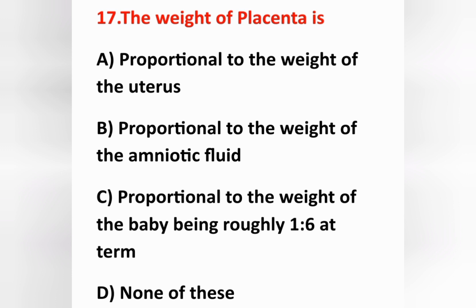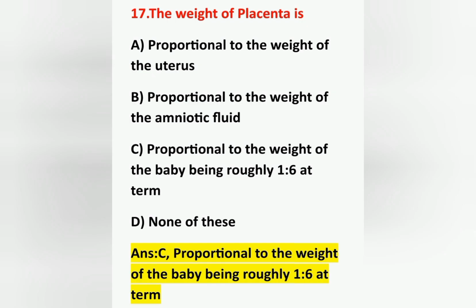The next question: the weight of the placenta is, options are option A proportional to the weight of the uterus, option B proportional to the weight of the amniotic fluid, option C proportional to the weight of the baby being roughly 1:6 at term, and option D none of this. Here the correct answer is option C. At term, the placental diameter is about 15 to 20 centimeter, the thickness is about 2.5 centimeter at its center, and weight is about 500 gram. The weight of the placenta is proportional to the weight of the baby, being roughly 1:6 at term. So here option C is correct.